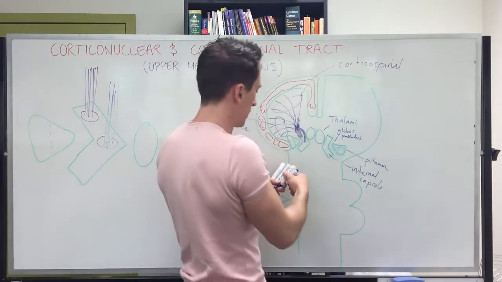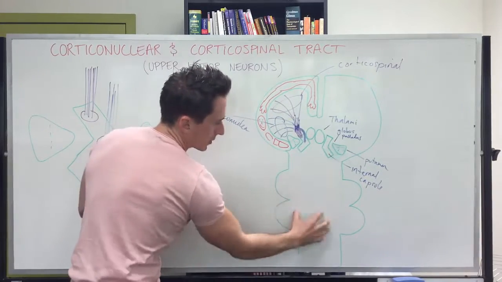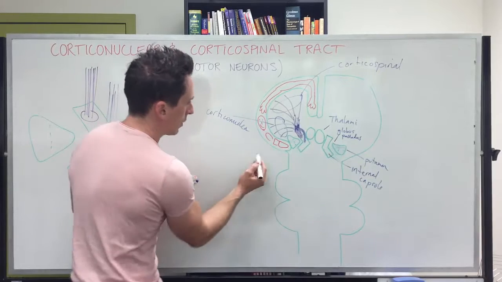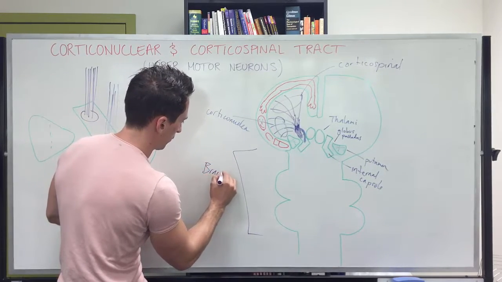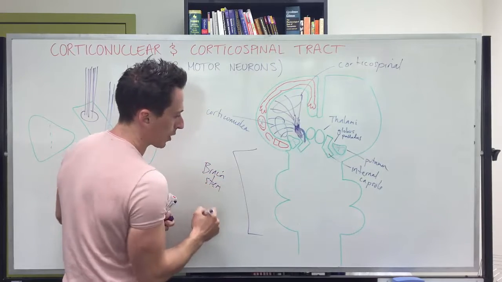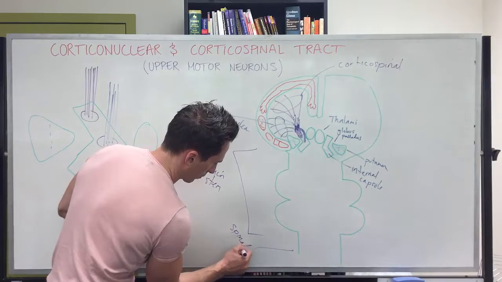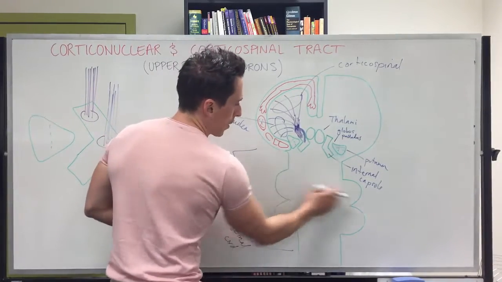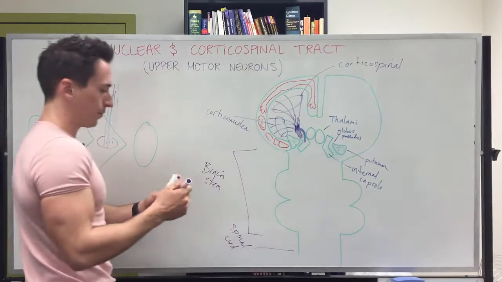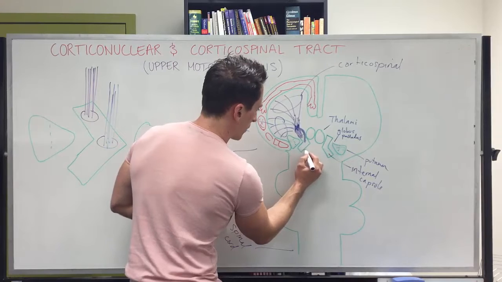As it descends down, now we're at the brainstem. So all of this here is brainstem. This is spinal cord. Now brainstem is made up of midbrain, pons, medulla. Once we get to the midbrain, we've got all these fibers coming down.